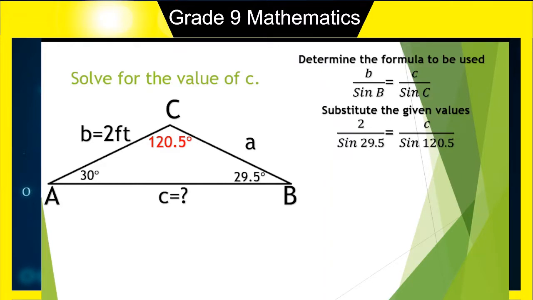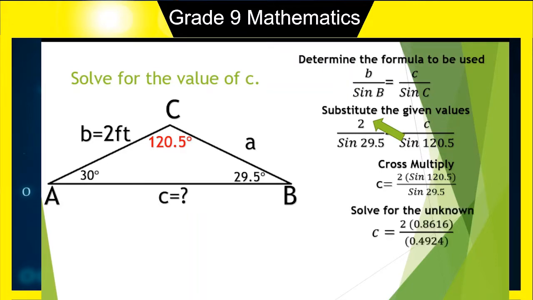So instead of B, we write 2. Instead of sine B, we write sine 29.5. And then C will be the same because that is missing. And then sine C becomes sine 120.5. After that, we are going to cross multiply to isolate C. From there, what you will do is equate it to C. So therefore, C is equal to 2 times sine 120.5 over sine 29.5.